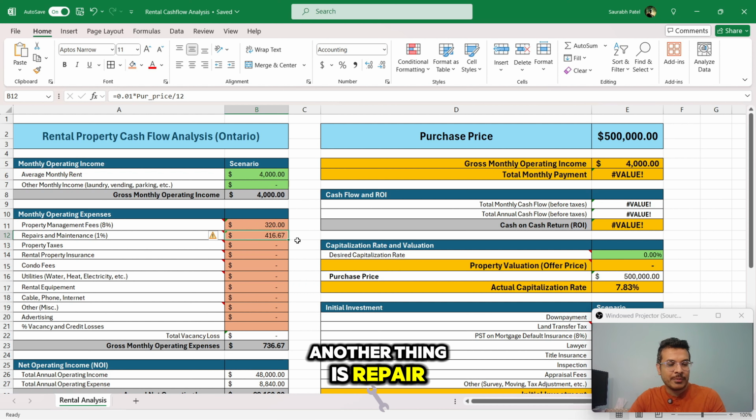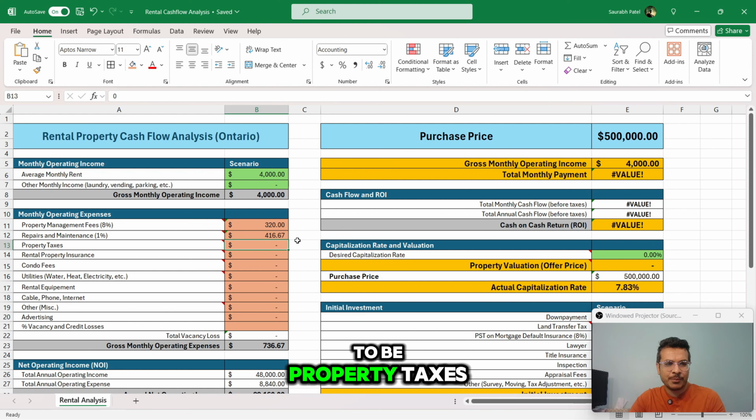Another thing is repair and maintenance that you have to pay out of your pocket, and generally this is going to be 1% of the purchase price on a yearly basis. That's how much your repair is going to be. That's 416 in our case.